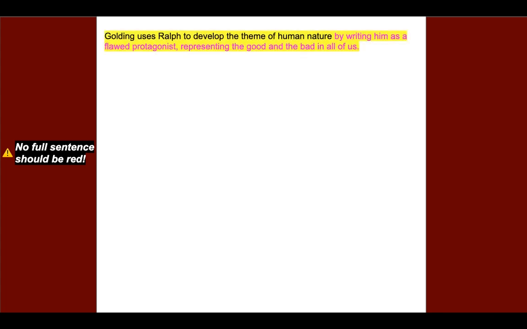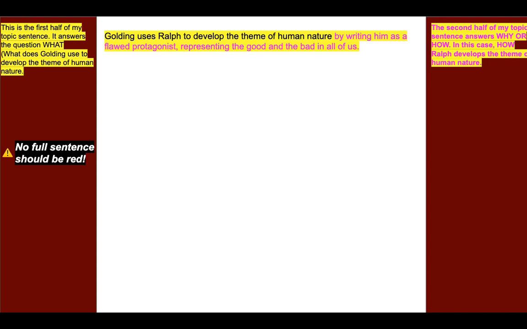So the first thing we do, we've got a topic sentence. It's highlighted yellow, and it's a combination of black and purple pink writing. Now the black is the what. You've been given a prompt: How does Golding develop the theme of human nature? Well, Golding uses Ralph to develop the theme of human nature.